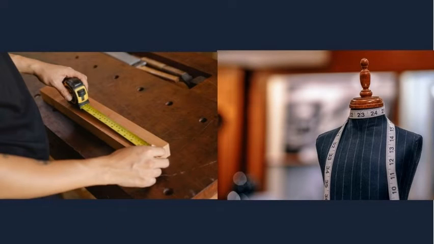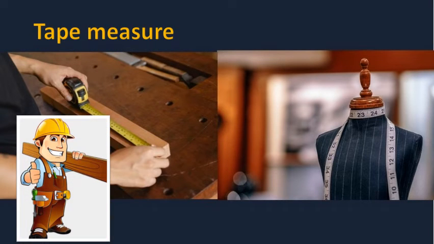Let's look at the pictures and try to compare what is the difference between a measuring tape and a tape measure. In the picture, we can see that a tape measure is used to measure the width of the wood. Usually, carpenters use this. They use this when measuring the length of the furniture they are making.